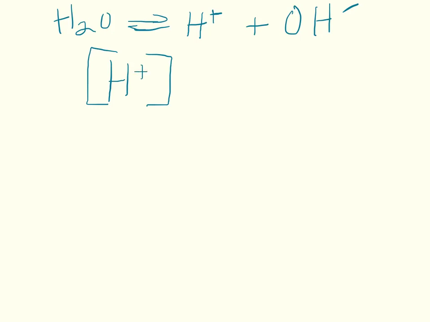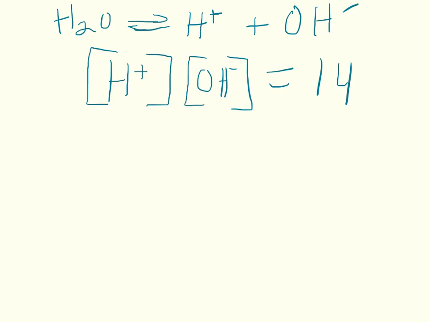Hydrogen ions and OH, hydroxide, equal 14. So together, we're going to have the total of 14. So hydroxide ions and hydrogen ions together are going to be 14.